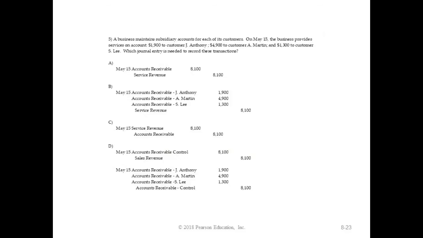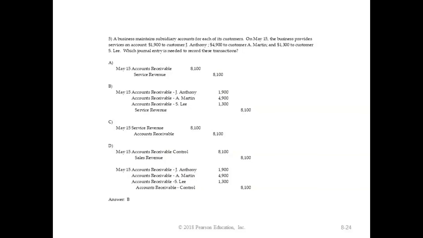Number five, a business maintains a subsidiary account for each customer. On May 15th, the business provides services on account: $1,900 to customer J. Anthony, $4,900 to customer A. Martin, and $1,300 to customer S. Lee. Which journal entry is needed to record these transactions? Again, I'm going to debit my accounts receivable and credit my sales revenue. So in this case here, I want to debit AR J. Anthony 1900, AR A. Martin 4900, AR S. Lee 1300, and credit the service revenue of $8,100. Number five is B.